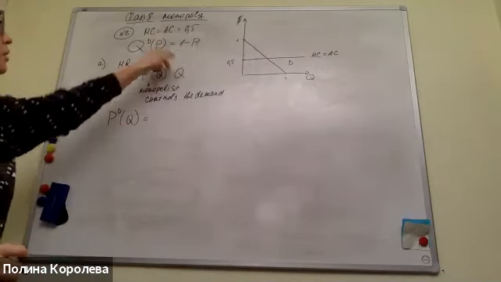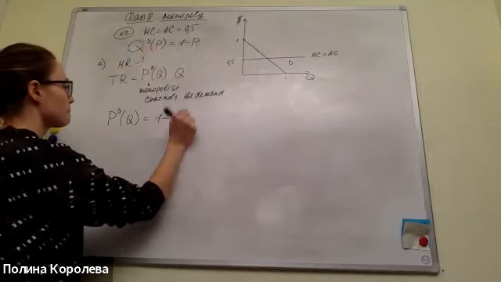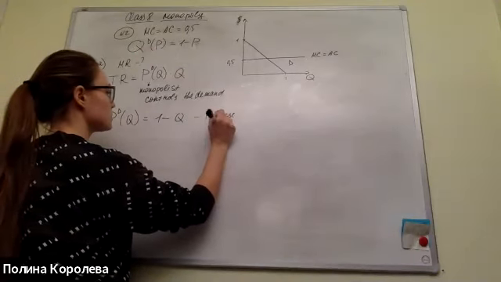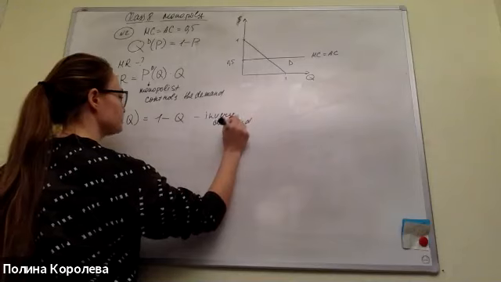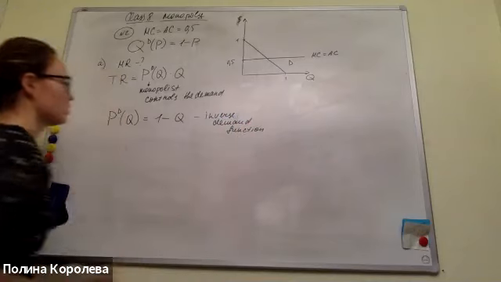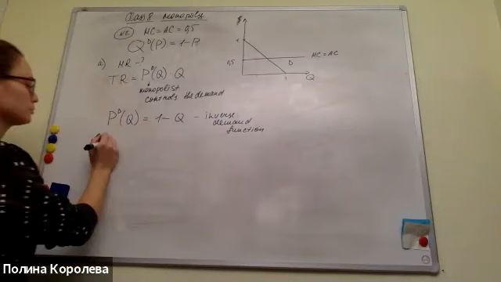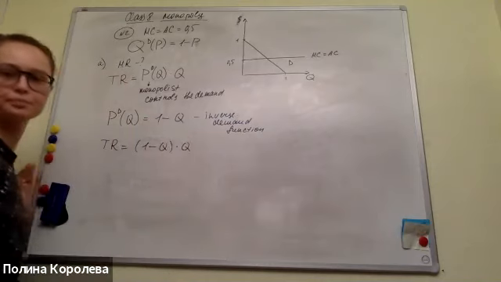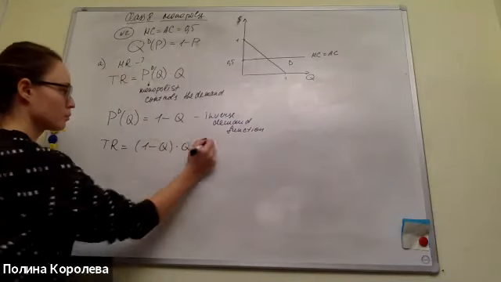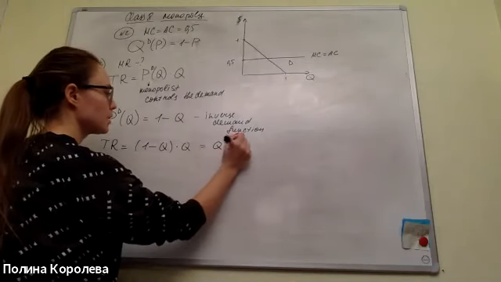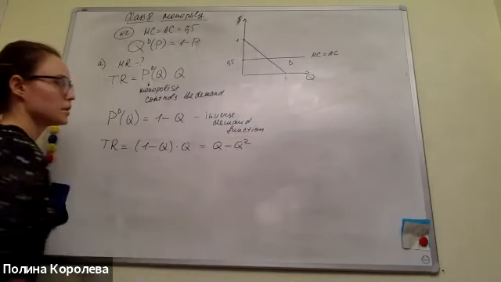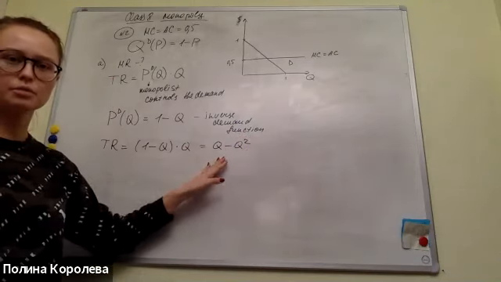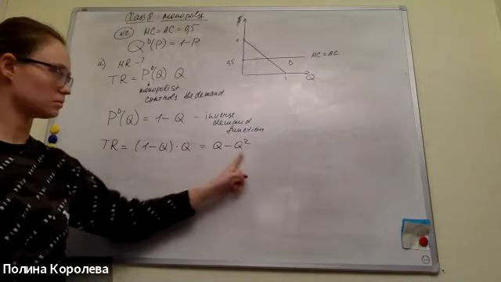It will be what? 1 minus Q. And put this inverse demand function, put this price into total revenue. Total revenue equals 1 minus Q multiplied by Q. Right now you can open the brackets. This will be Q minus Q squared. But you see that total revenue is a quadratic function, graph parabola, branches down. You know this function, yes?